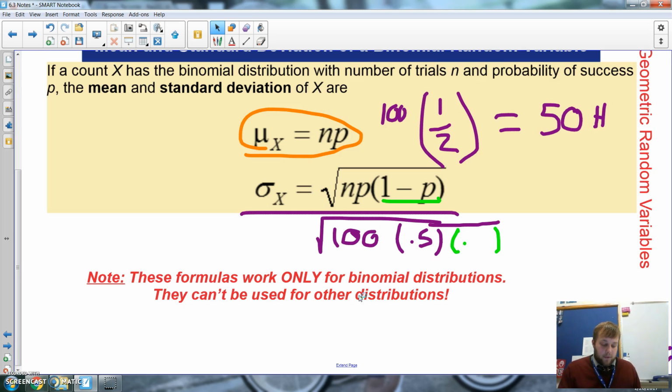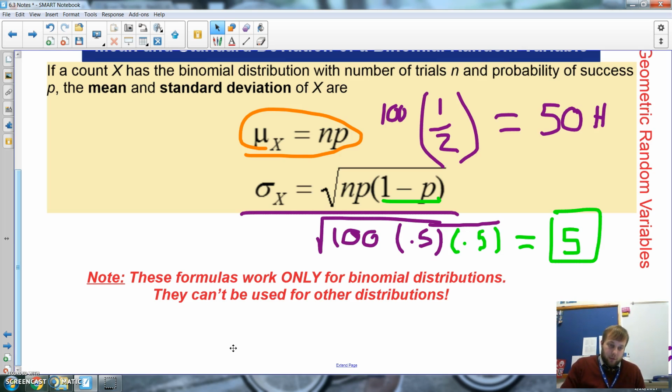What's 50%? So it's the square root of how many you have times the probability times its inverse. And boom, we should have an answer. Okay? Try it. The answer is 5.